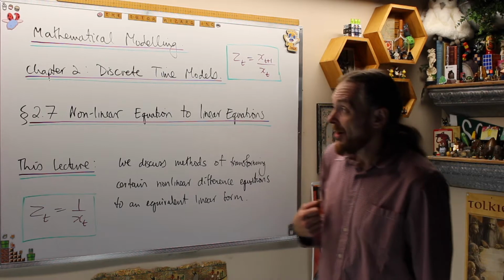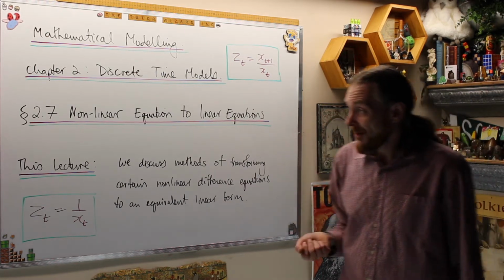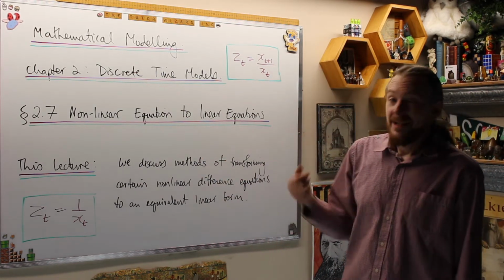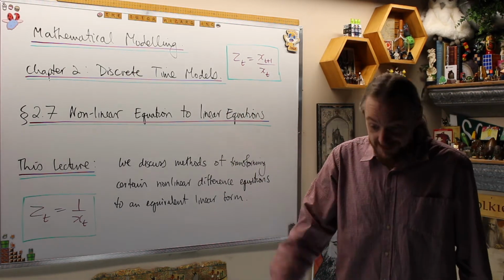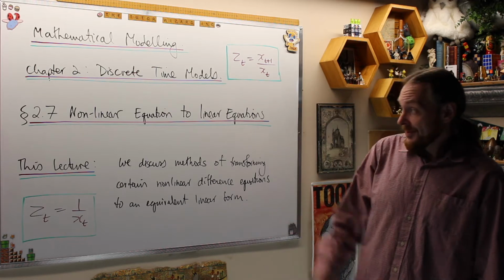We're doing mathematical modeling. This is chapter 2, discrete time models. Section 2.7 is going to be the last part where we do just one equation, and then section 2.8 is going to deal with systems of difference equations and then the stability of systems of difference equations.